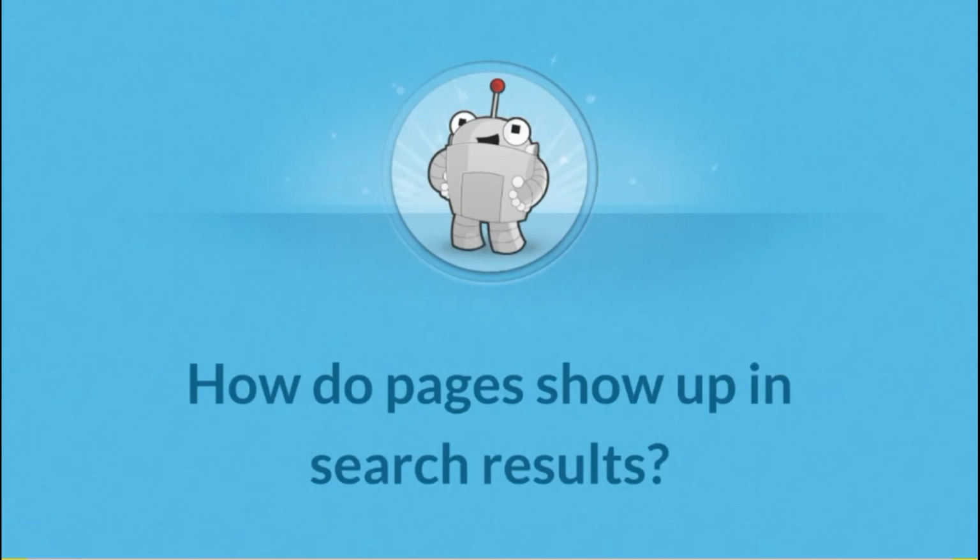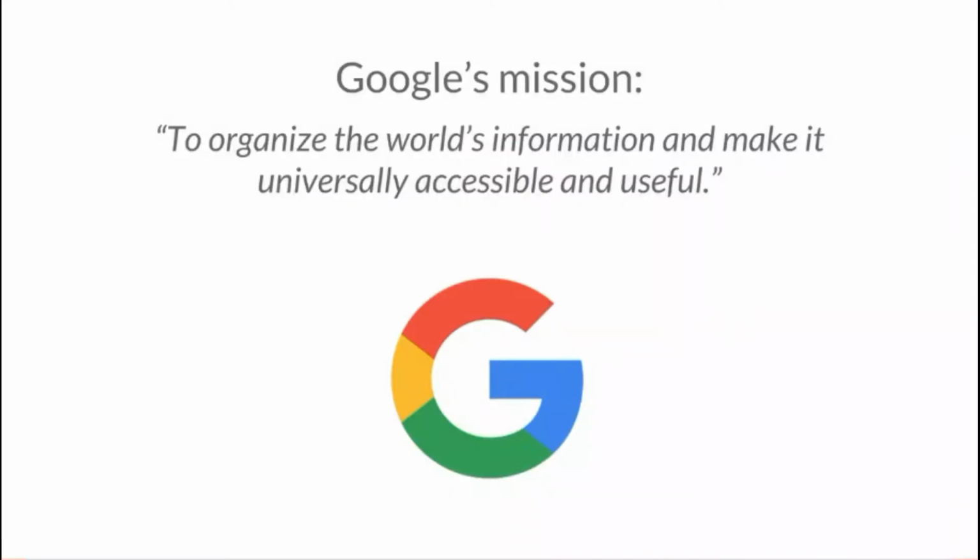So let's answer this question. How do pages show up in search results? That is, we get search results. Why do some pages show up in those search results and others don't? It's good to start with this concept when discussing this topic of crawling and indexing.